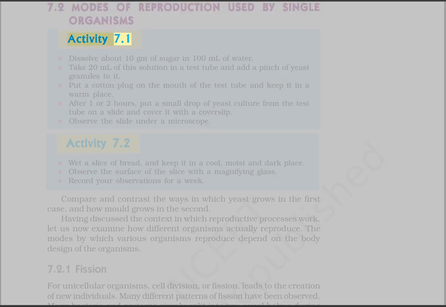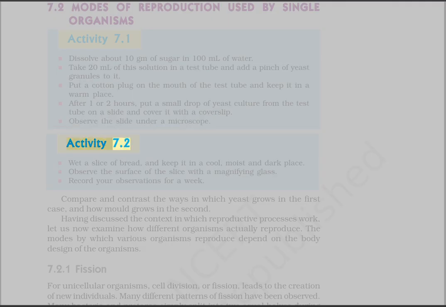Activity 7.1. Dissolve about 10 gm of sugar in 100 ml of water. Take 20 ml of the solution in a test tube and add a pinch of yeast granules to it. Put a cotton plug on the mouth of the test tube and keep it in a warm place. After 1 or 2 hours, put a small drop of yeast culture from the test tube on a slide and cover it with a cover slip. Observe the slide under a microscope.